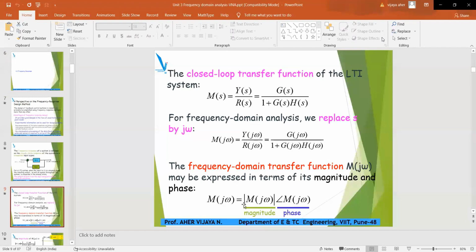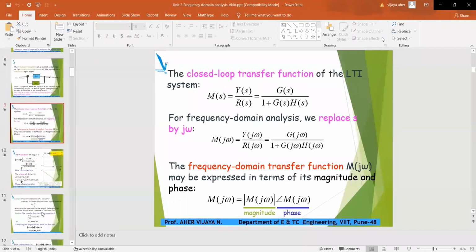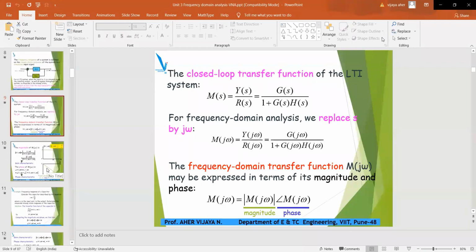So you have to remember these two things. You are going to find the mod of the transfer function in the frequency domain, and the angle of M(j omega), which is nothing but the phase in frequency domain analysis. Students, please write all these equations. You should know all these things. I'm not going to revise again.